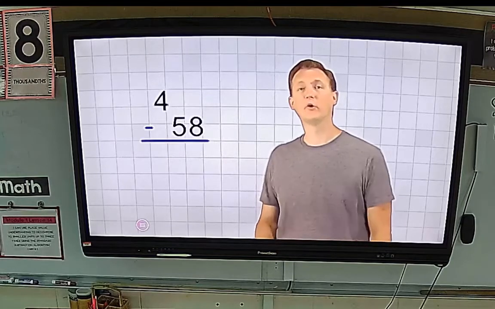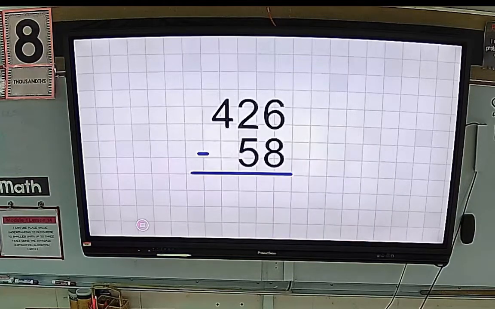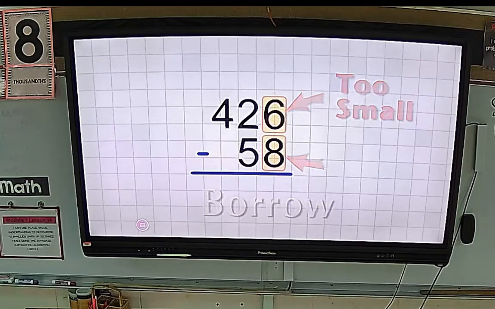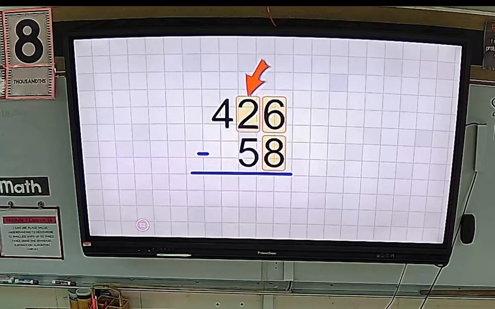All right, let's try another example with borrowing, or regrouping as some teachers call it. Let's subtract 58 from 426. Again, we start by subtracting the digits in the ones place column. Here we have 6 minus 8, and since 6 is too small to subtract 8 from, we'll need to borrow. We always borrow from the number place on the left. We'll borrow a 1, which is really a 10, and we'll write it in front of our borrowing digit, in this case 6, which gives us 16.